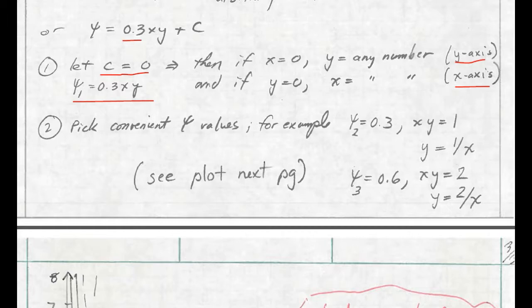The harder ones to get are just to pick some convenient numbers, where we say, okay, let's let the stream function number 2 equal 0.3, and then that would mean that x times y is equal to 1.